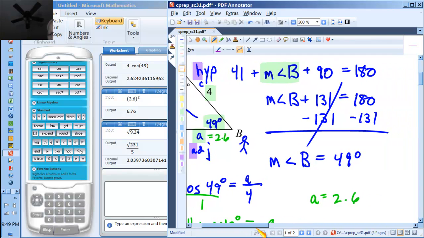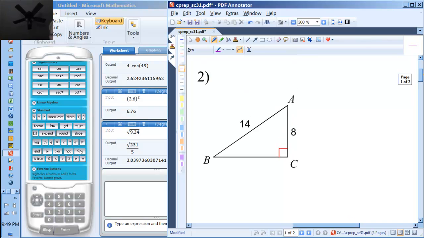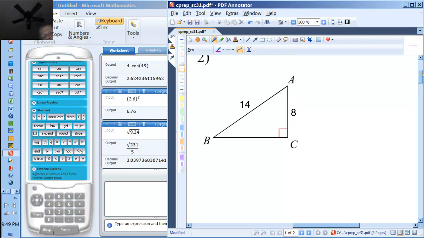Alright, so that's one type of problem. The other type of problem is one where you're given two side lengths and none of the angles. So when this occurs, the first thing I want to do typically is to find the third side length. Just like in the last problem, I found the third angle. In this type of problem where I start with two side lengths, I find the third side length, and I do that using the Pythagorean theorem.